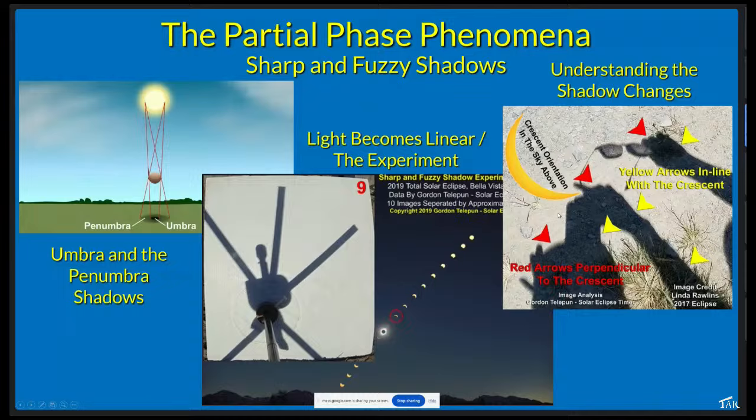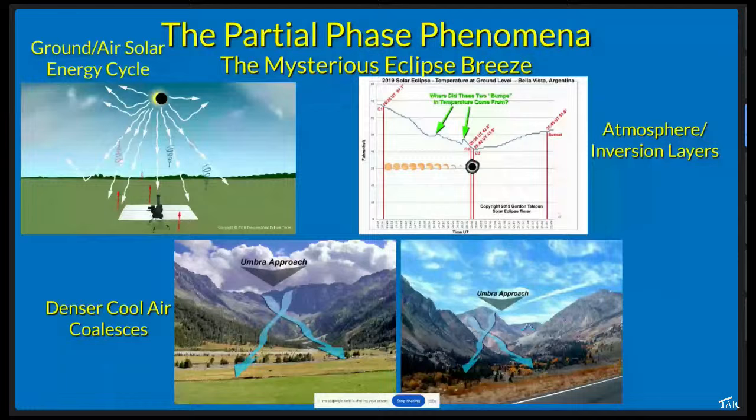A mysterious eclipse breeze is the hardest partial phase phenomena to witness because you have to have perfect conditions. You have to be on a day where there's not a lot of regular wind from just the weather. And then you have to be located in a field that has some hills around it in the direction of umbra approach. Because what happens is as the ground cools because the umbra is deepening, the ground in these valleys will cool and that cool air will coalesce and it'll roll down those valleys and it'll hit you as a cool breeze in your observing area from the direction of umbra approach.